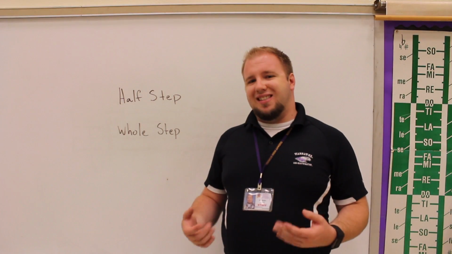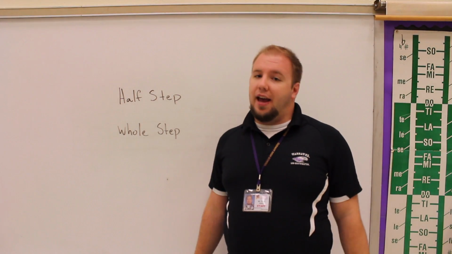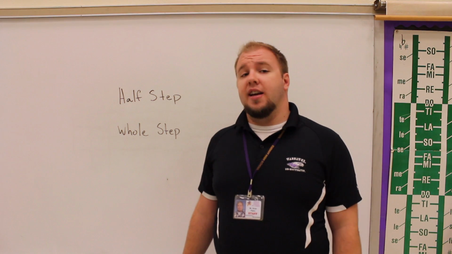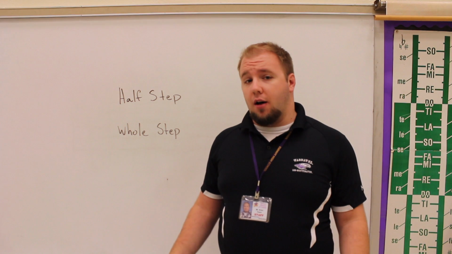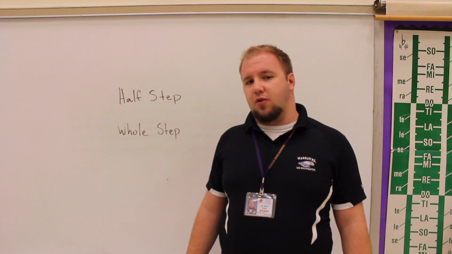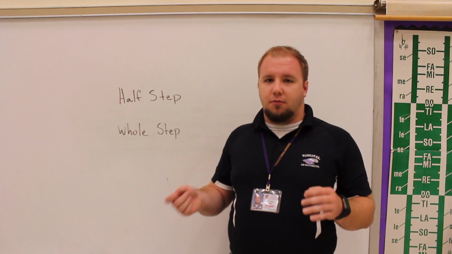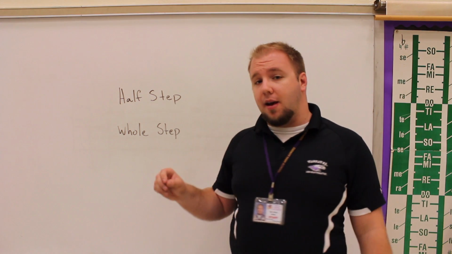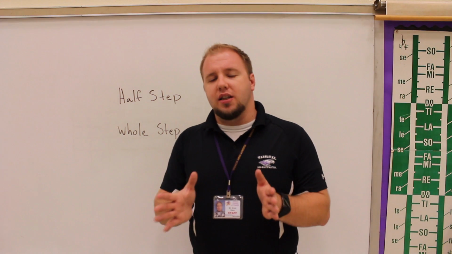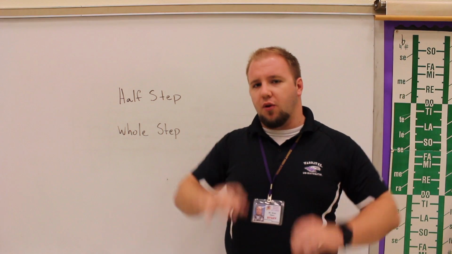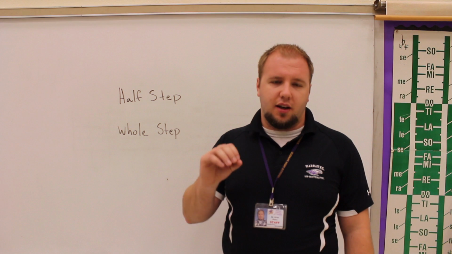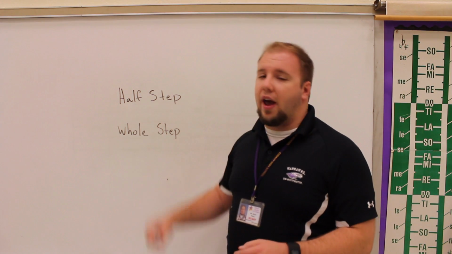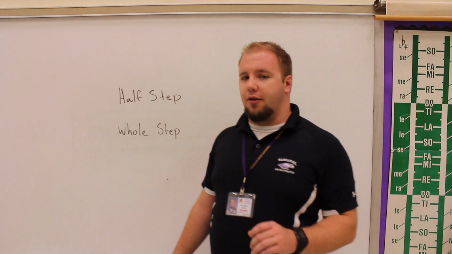In music, we have these things called half steps and whole steps. They're very important when it comes to reading music, especially once we get into chromatic music, where we start adding different accidentals. A half step is the smallest interval in music, like a minor second, and a whole step is 2 half steps put together.